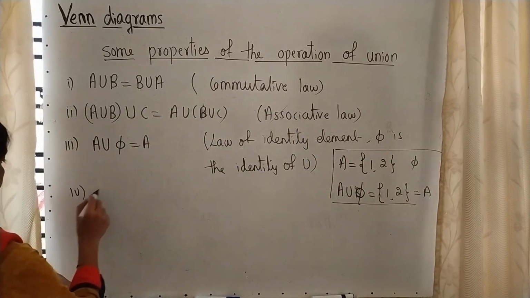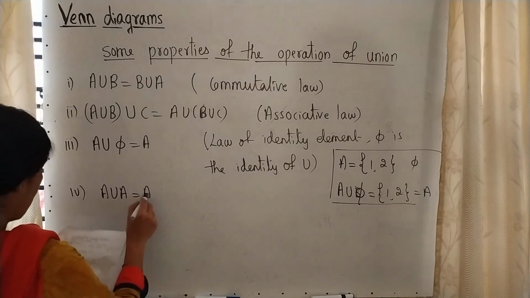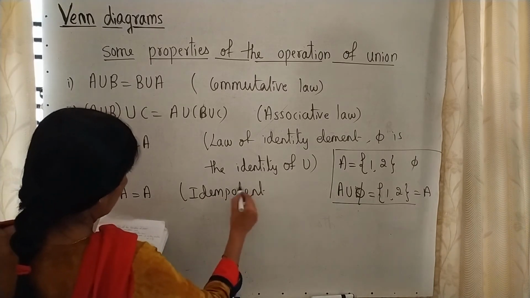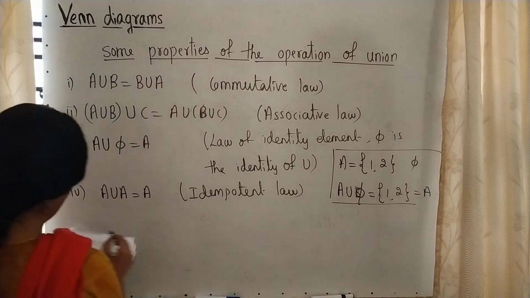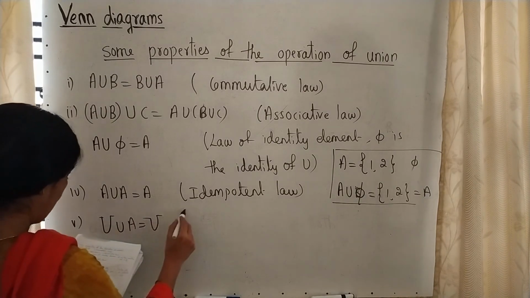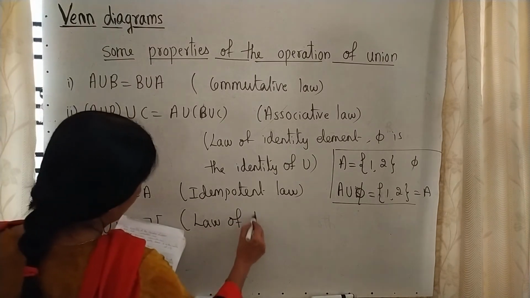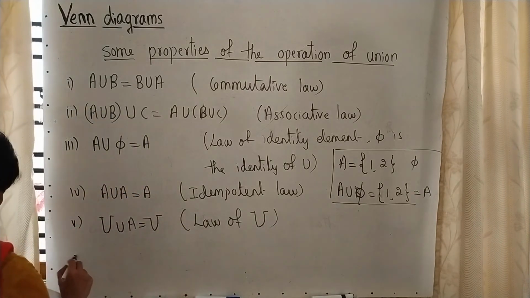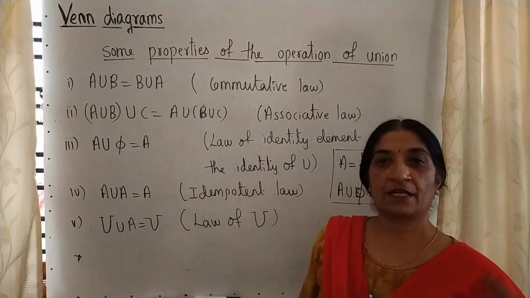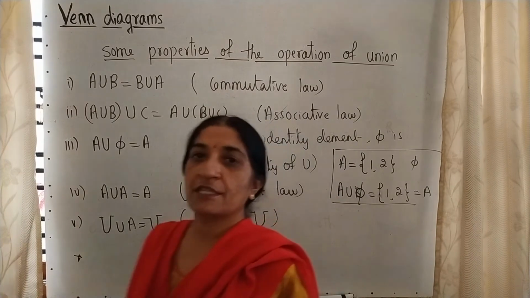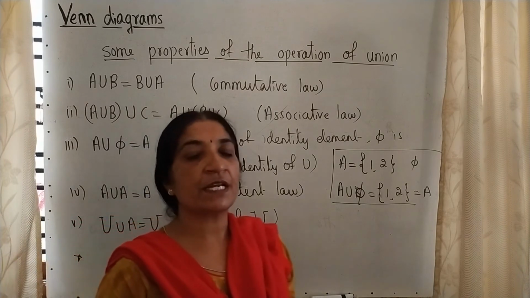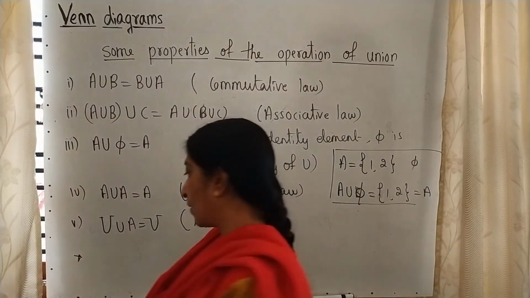Then if you combine any set with the same set, you will get the same set. Idempotent law. Then if you combine universal set with any set, then you will get the universal set. It is the law of universal. And the most important is union of finite number of finite sets is finite. If the two sets contain a finite element, means its union also contains a finite element. If two sets containing infinite number of elements, then their union also contains infinite number of elements.